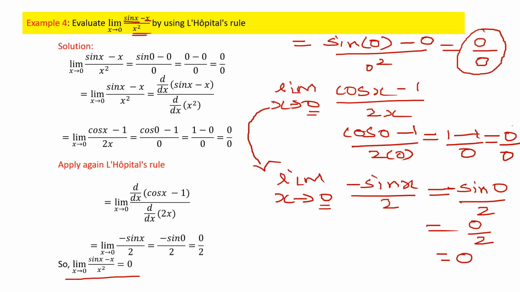In this problem, two times we have a 0 by 0 form. So I have to differentiate two times. This is my first time and this is my second time. So we have to differentiate two times, numerator and denominator separately, to get the final answer.